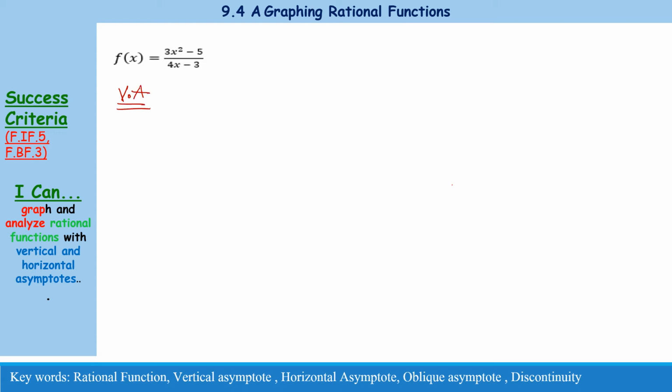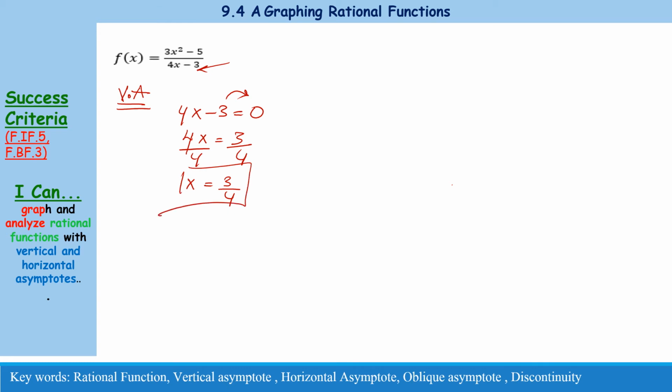Vertical asymptote. For the vertical asymptote, we focus on the denominator. We will make it equal to 0 and solve for x. Bring the negative 3 to the other side. Divide both sides by 4. So x equals 3 over 4 is our vertical asymptote.